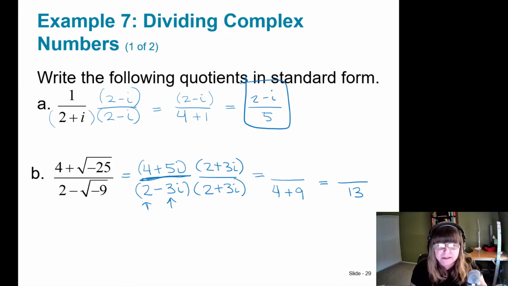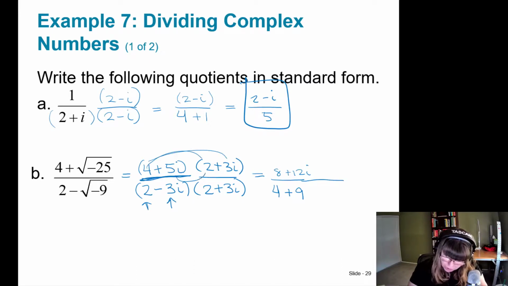I'm going to FOIL it. So 4 times 2 is 8. 4 times 3i is 12i. 5i times 2 is positive 10i. And 5i times 3i is positive 15i squared. Remember, i squared is negative 1.